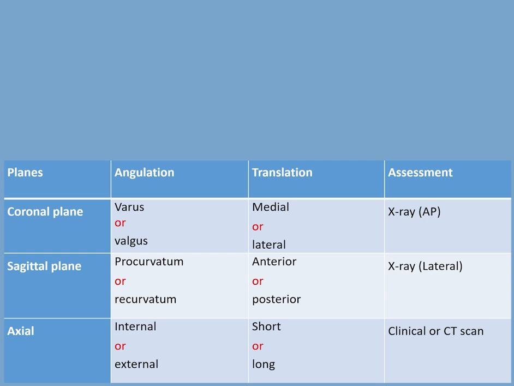In the axial plane, the angulation will be internal rotation or external rotation, while the translation will be either the limb is short or long. The coronal plane and sagittal plane can be easily assessed through x-rays, while the axial deformity usually requires clinical assessment or CT scan for the rotational deformity, and the translation can be assessed on x-rays as well.